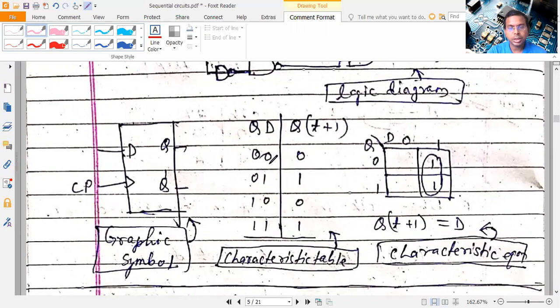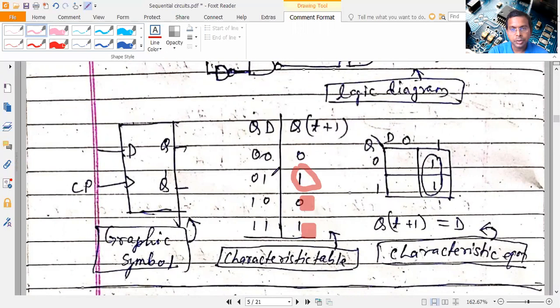When D is 0, means reset is 1, so the output is going to reset. When D is 1, means set is 1, so it's going to set. When again D is 0, reset is 1, so it's resetting. And when again D is 1, set is 1, so it's 1. So you can see whatever the D value is, 0 1 0 1, Q is following D, 0 1 0 1. So Qt plus 1 is nothing but equal to D directly.